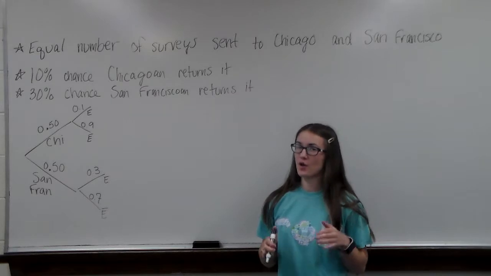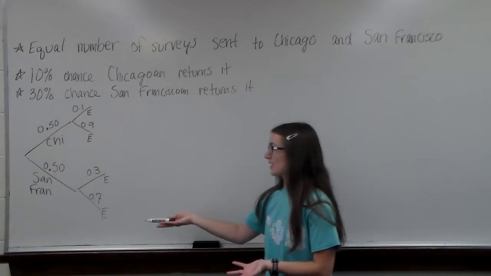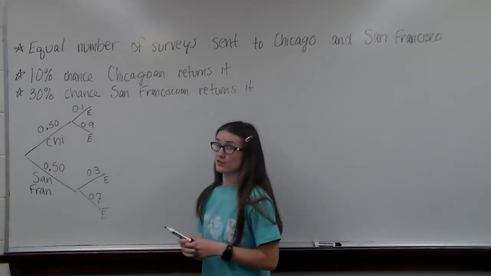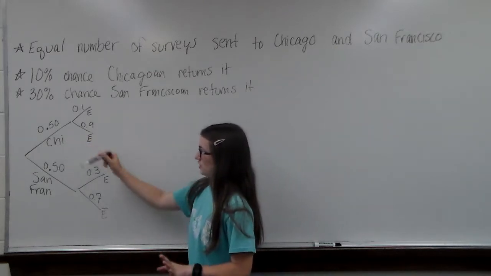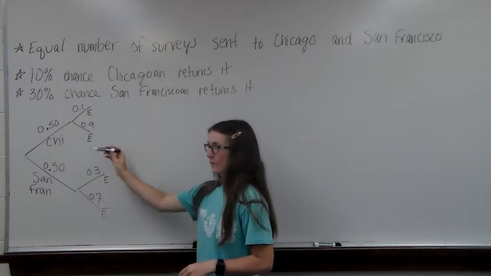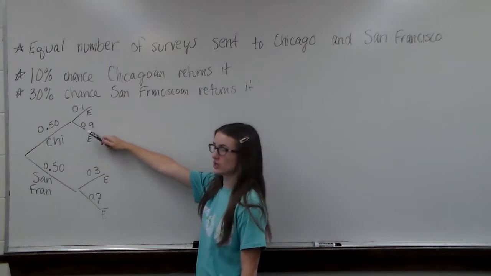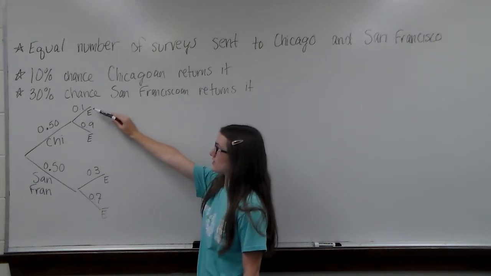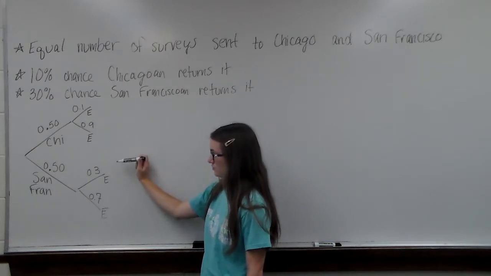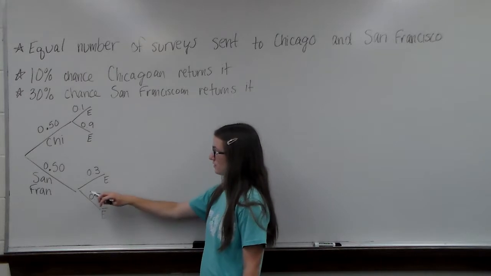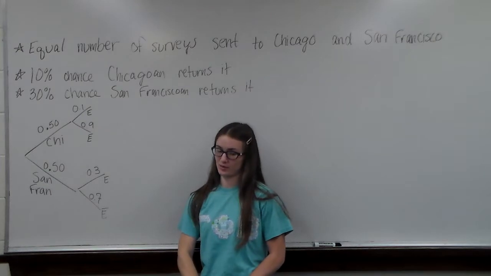So to better illustrate what's going on in this problem, we can draw a nice little tree diagram here. And so, since we know that there's an equal number of surveys sent to both cities, we can label each of these branches 0.5. And then when we extend over from the Chicago branch, we know that there's a 10% chance that a Chicagoan will return the survey and a 90% chance they will not. And then San Francisco's pretty similar in that there's a 30% chance that they will return the survey and a 70% chance that they will not.